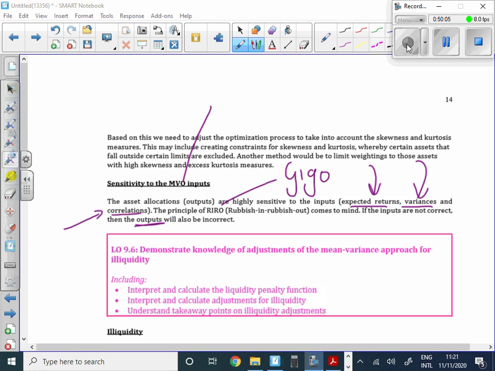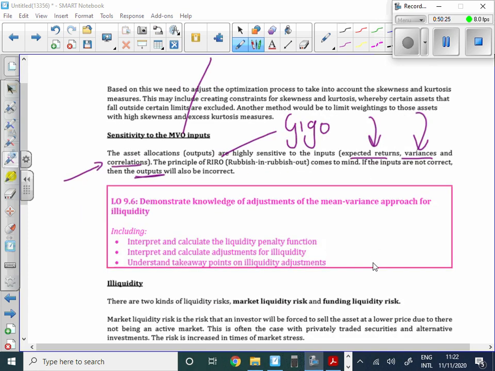Learning objective 9.6. Okay, I'm now going to work with my mean variance approach like we've done throughout this particular chapter. But what I'm going to introduce now is what we call a liquidity or an illiquidity penalty. Why do I need to work with liquidity? Because I'm in alternative investments. They are considered generally to be illiquid investments. Based on that, I need to incorporate liquidity into my picture.